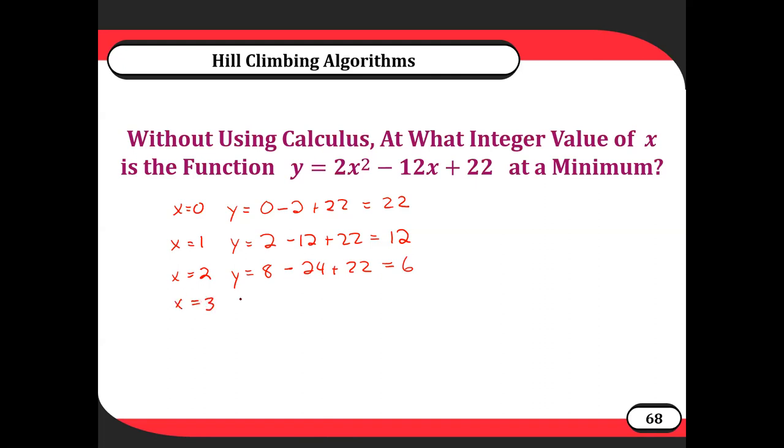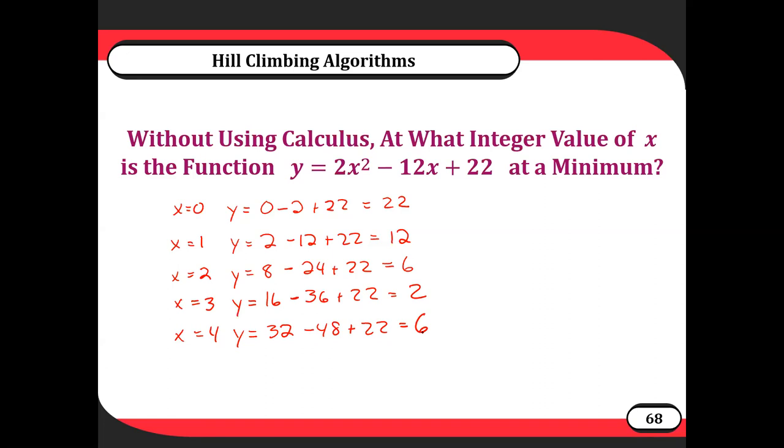X equal to 3, I get y equal to 16 minus 36 plus 22. What is that? It's 38, so that's 2. Then x equal to 4, y is equal to 32 minus 48 plus 22. What is that, 54, so that's 6 again.